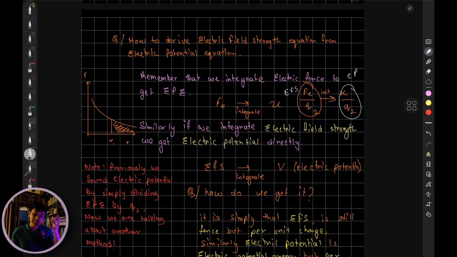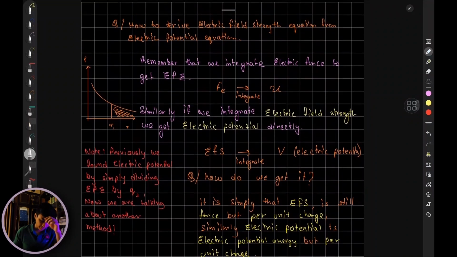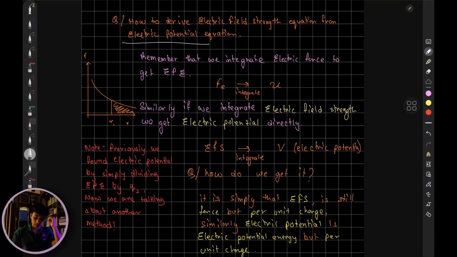And that is why if you integrate electric field strength, you're supposed to get the electric potential. Good. So if you understand that concept, why it's supposed to happen, you can now derive the electric potential directly from electric field strength.